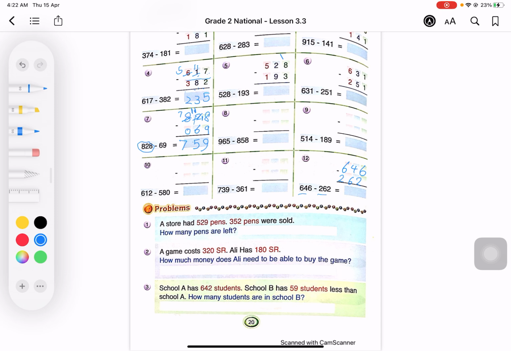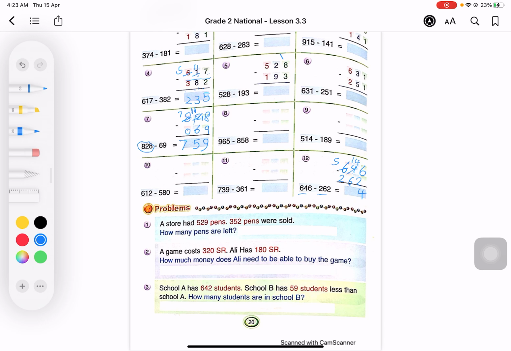Now, start with the ones. 6 minus 2. Can the 6 give you 2? Yes. So how much is left? 4. Now, can the 4 give you 6? Of course, no. So what are you going to do? Regroup. Go to the hundreds. The hundreds will be 5. And the tens will be 14.